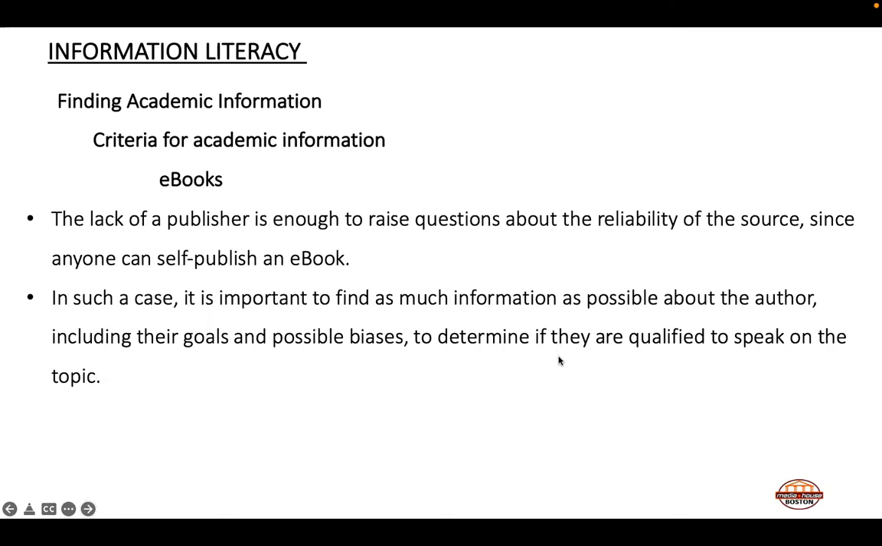So we must find as much information as we can about the author, their goals, their biases, and determine if they are qualified to speak on this topic. You'll find a lot of ebooks on the internet that you can download, but you need to make sure that the information in there is credible as well, and that the author is credible.